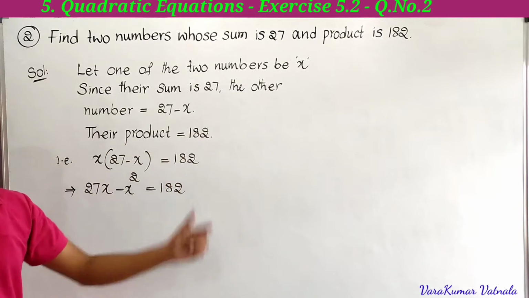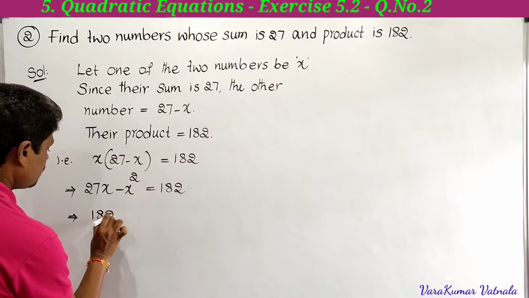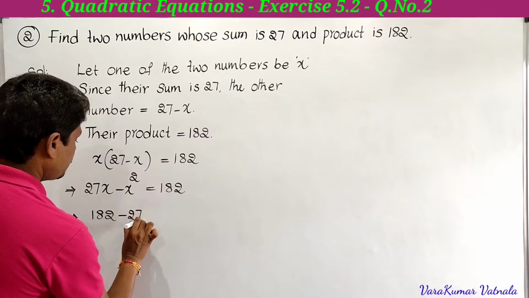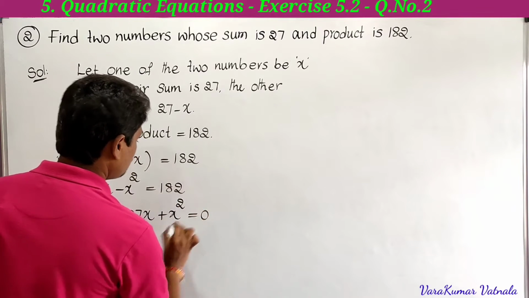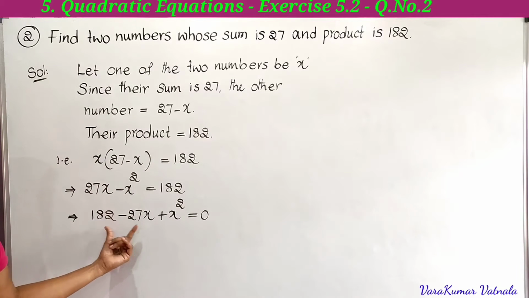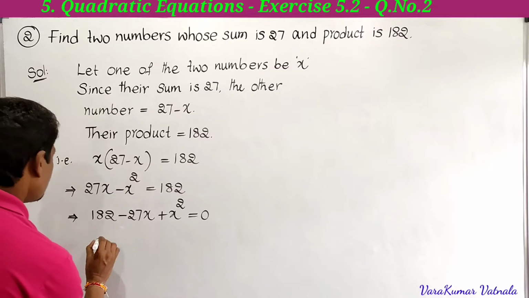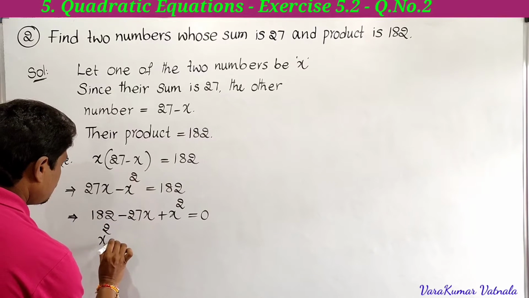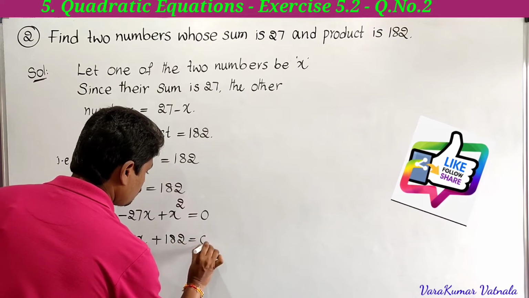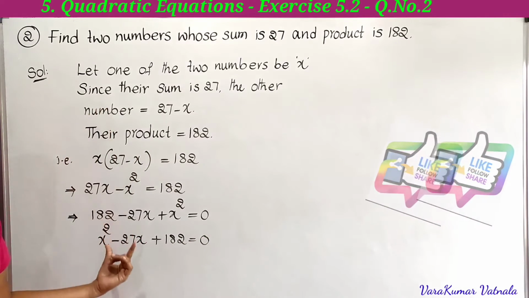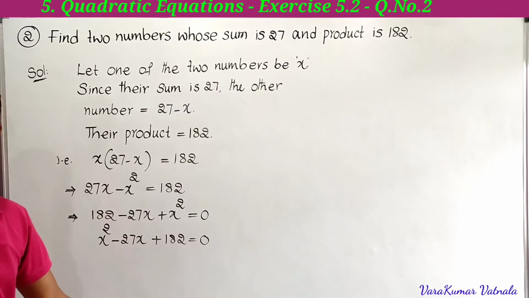Now take these two terms to the right side. Here 182 is already there. Take 27x to the right side, it becomes minus 27x. Take minus x square to the right side, it becomes plus x square, equal to 0. Now write this equation in standard form: first the x square term, then the x term, then the constant. So I am rearranging the terms: x square minus 27x plus 182 is equal to 0. From the given situation we have formed a quadratic equation, x square minus 27x plus 182 equal to 0.